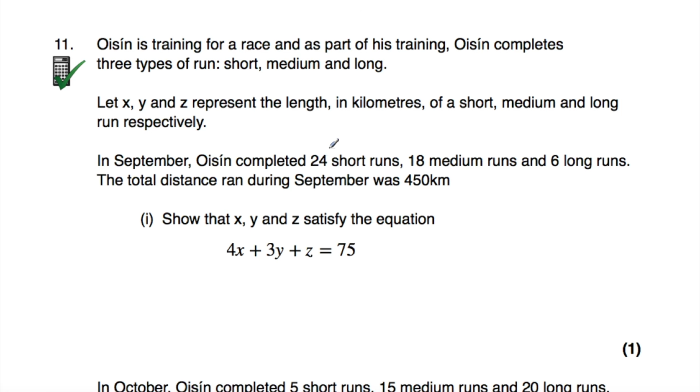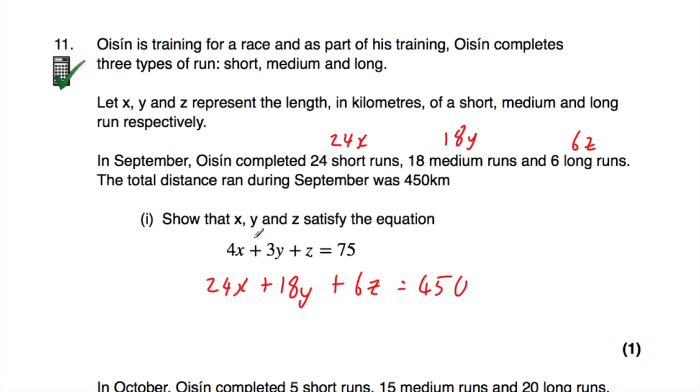So Oshin completed 24 short runs, and each short run was x kilometres. So that means the total length of these 24 short runs would be 24x. He completed 18 medium runs, and each medium run was y kilometres, so 18 times y would be 18y. And he completed 6 long runs, and each long run was z kilometres, so 6 times z would be 6z. And then if we added them together, that'll be the total distance he ran, which was 450 kilometres. So let's do that. So 24x plus 18y plus 6z equals 450.